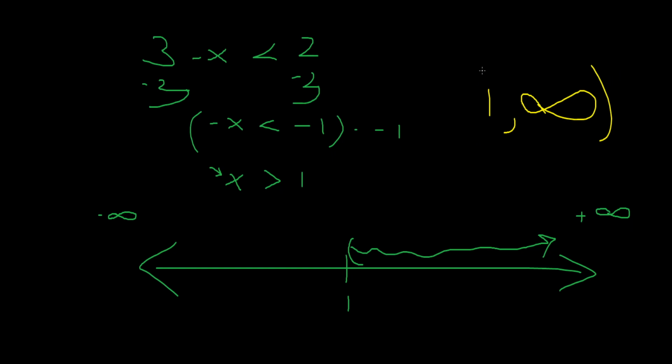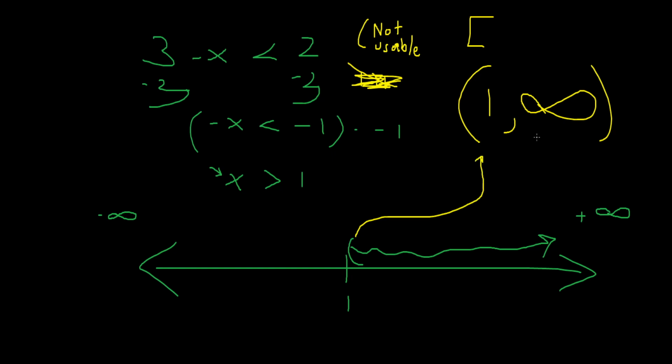But 1 is actually kind of special here because when it comes to a specific number, we either use brackets or parentheses. Now, let me explain the difference. The parentheses means can't use this number, so not usable. As we saw before, 1 greater than 1, no. That's not true. That is why it gets a parenthesis. Now, the bracket means that it is usable.